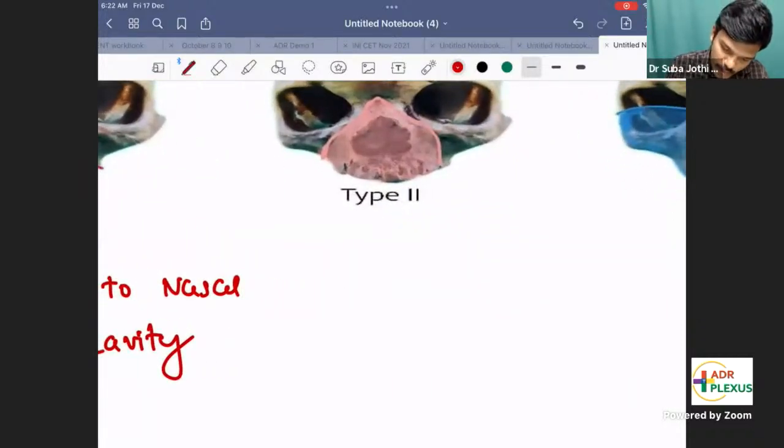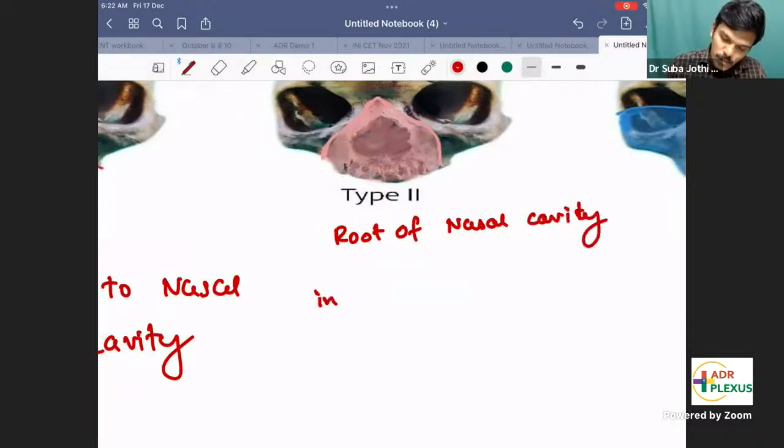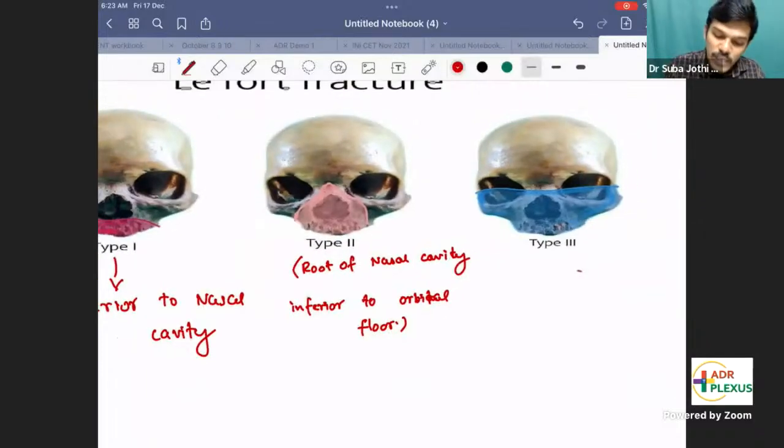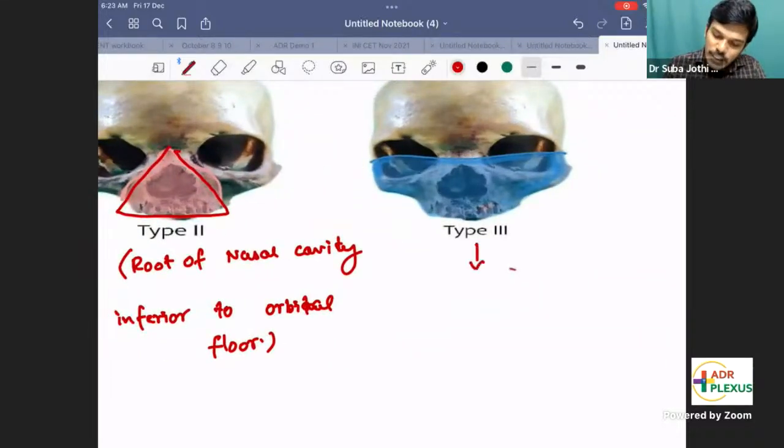So here, roof of nasal cavity and inferior to the orbital floor. So it will be a triangular shaped fracture pattern. Here, this is completely involving almost all the bones of the skull base.